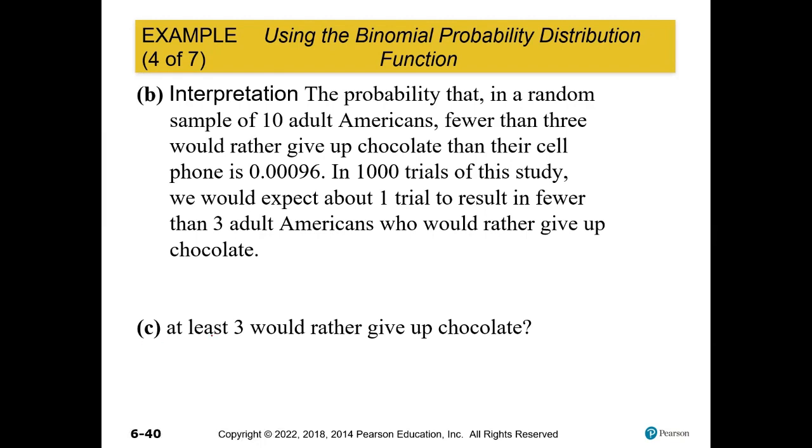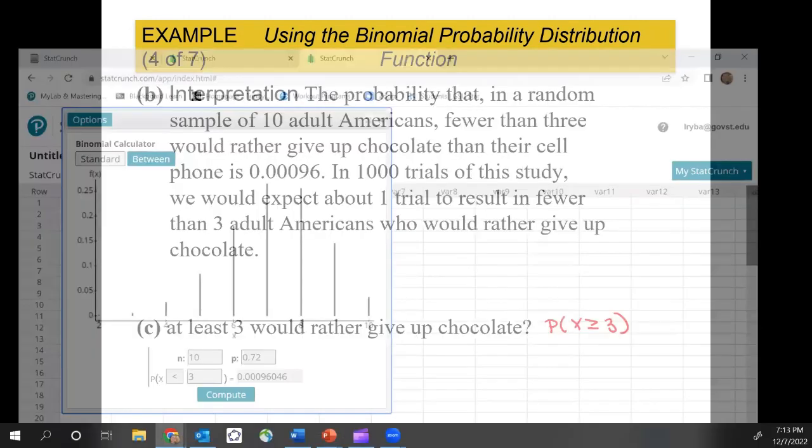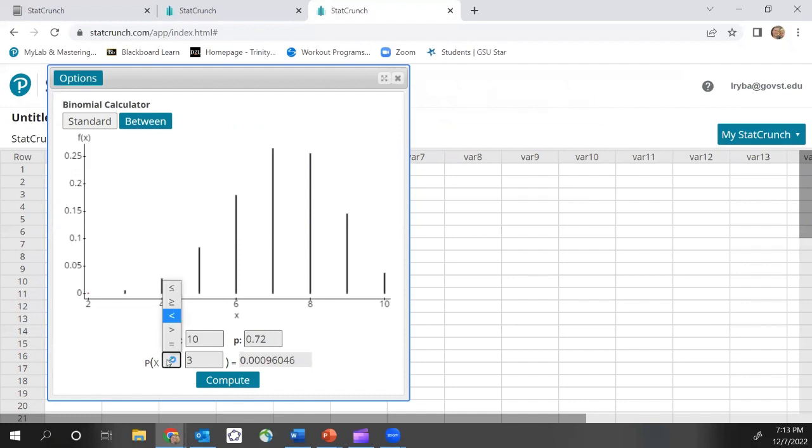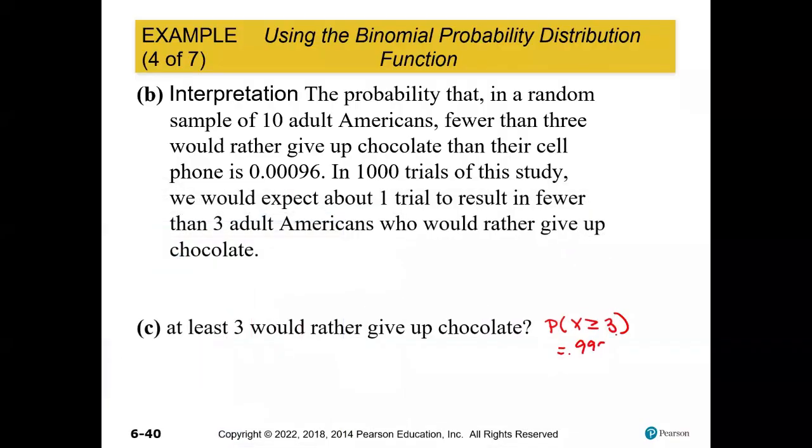C, at least 3. Well, at least 3, if you have to go back to the table, you can, but at least 3 means greater than or equal to 3. Let's back up. Change this to greater than or equal to. And that is, of course, the complement, all the values I didn't use. So 0.999. It is the complement of this one.